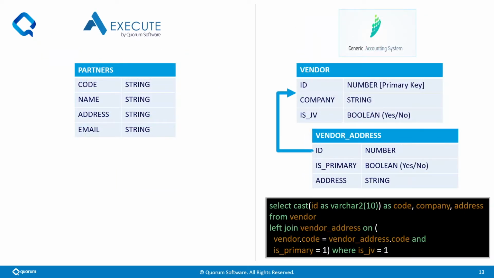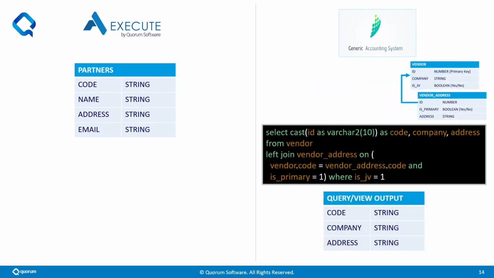So what we need to do here is build a query or a view, and we'll get DBA's help with this, that takes the data from our source system and massages it a little bit to more closely match what's in Aucerna Execute. So in this example, we're taking our numeric ID, turning it into a string. We're filtering out only the primary address and only the JV partners. So the end result is that we get output from this query or view that more closely resembles the data structure that Aucerna Execute has. We've just got a code, a company, and a single address coming back.